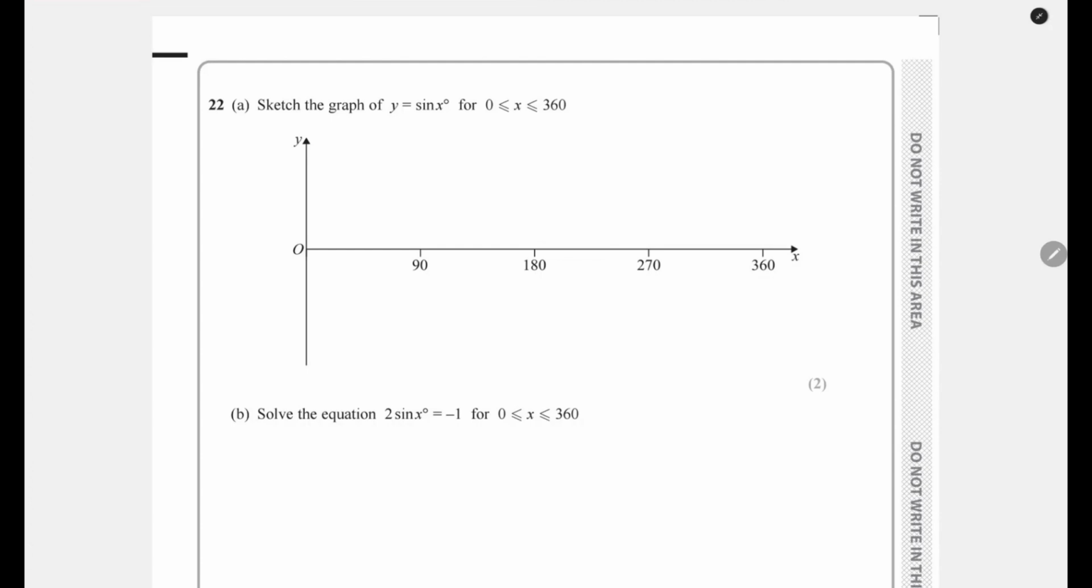Question 22a asks us to sketch the graph of y equals sine x for all values between 0 and 360. Well, the graph of sine x starts at 0, peaks at 90, and then goes back to 0 at 180, the trough at 270, and then back to 0 at 360. We need to write the limits on the y-axis. The upper limit is always 1, and the lower limit is minus 1.